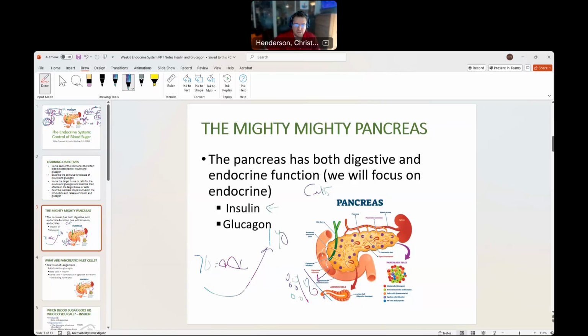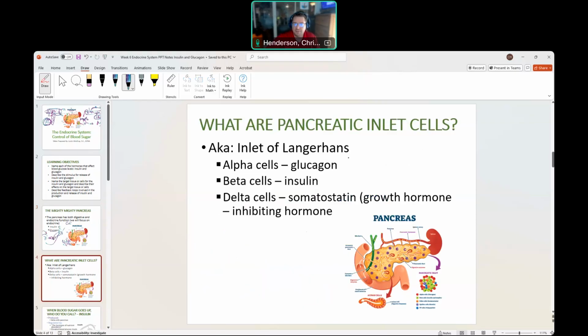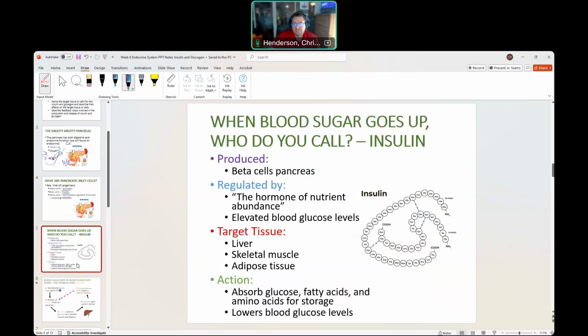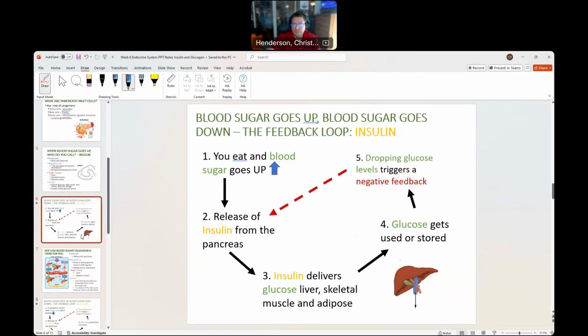So blood sugar goes down, the glucose is gone. We're going to use glucagon to bring it back up. Blood sugar goes too high, we're going to secrete insulin. Insulin is going to put the blood sugar into the cells and bring it back down. Alpha cells make glucagon, beta cells make insulin. Don't worry about somatostatin. And that's what all these slides say.